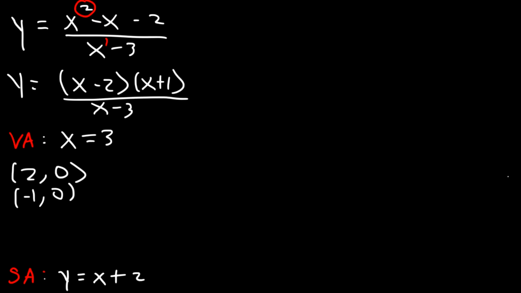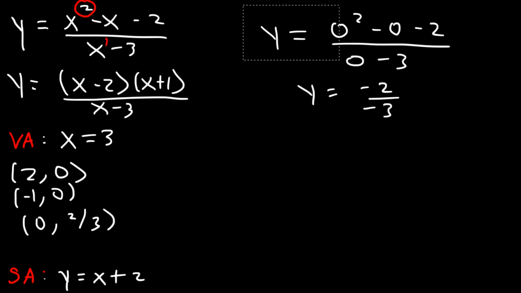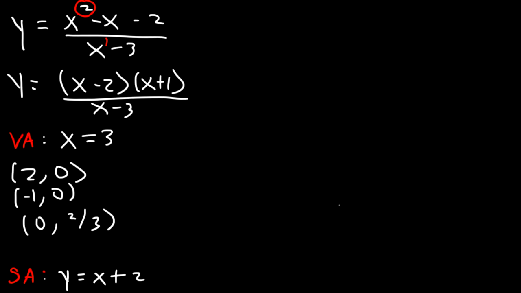Now let's find the y-intercept. Let's plug in 0 into the function. So this is going to be negative 2 over negative 3. The two negative signs will cancel. So the y-intercept is 0, positive 2 over 3. So now we have enough information to draw a nice graph.